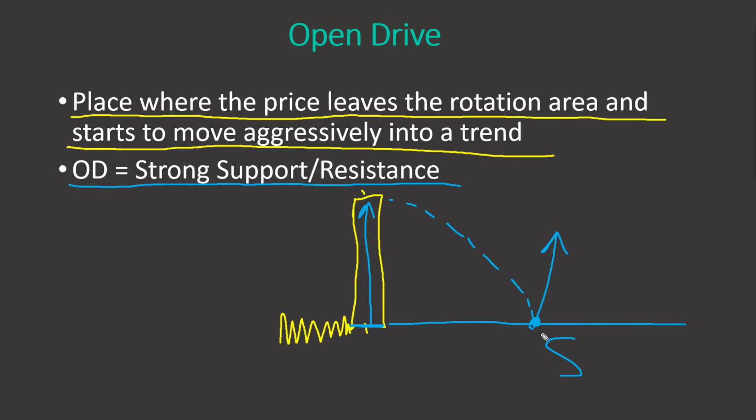Now, why does this work as a strong support? The reason being is that the open of this huge aggressive buying candle, that's the place where strong buyers started the initiative, right? They started aggressive buying, and this is the place where they started it. So this is an important place for them, and that's why the price tends to react to the open drive.